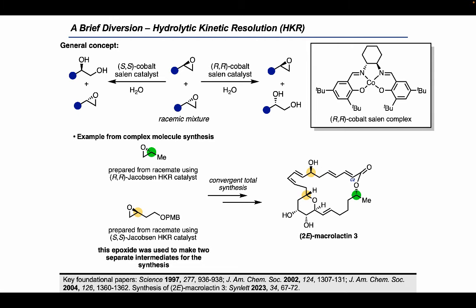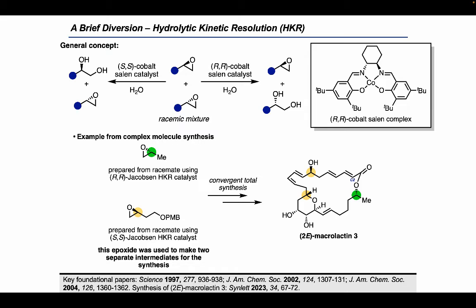As a case study, in the Mohapatra group's total synthesis of 2E macrolactam-3, the epoxide on top was prepared in enantioenriched form by an HKR using the RR enantiomer of the catalyst, while the epoxide on bottom was enantioenriched from a racemate using the SS enantiomer of the catalyst.